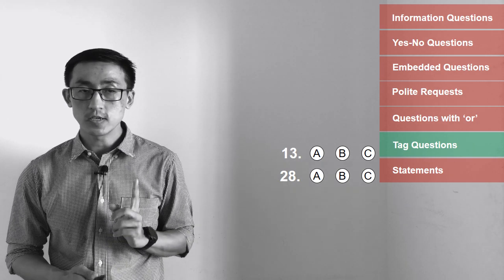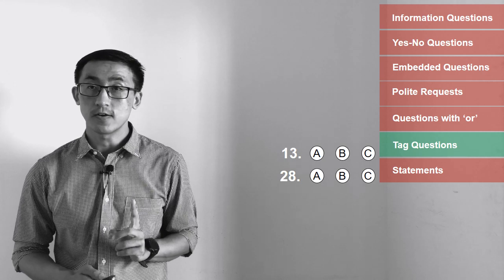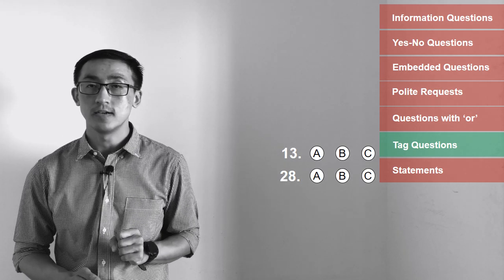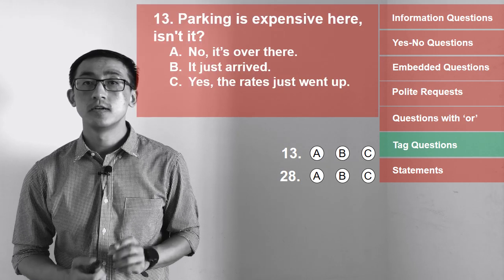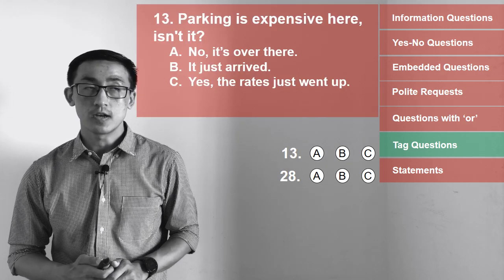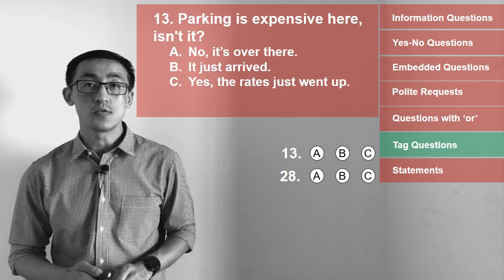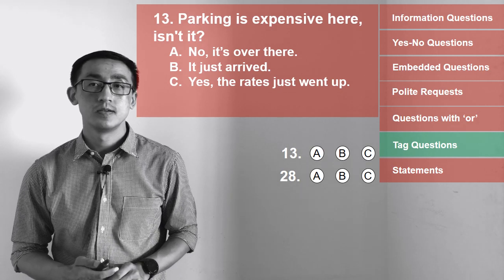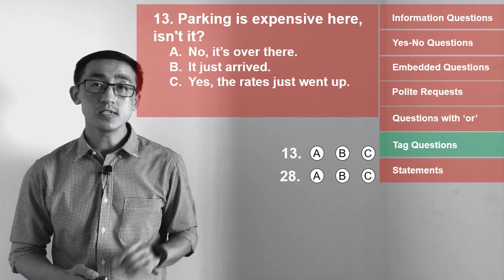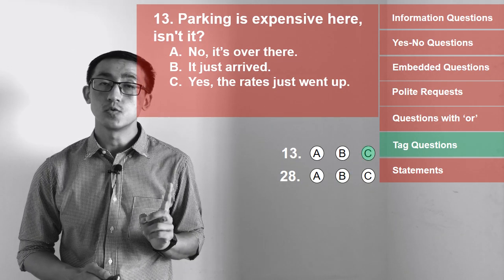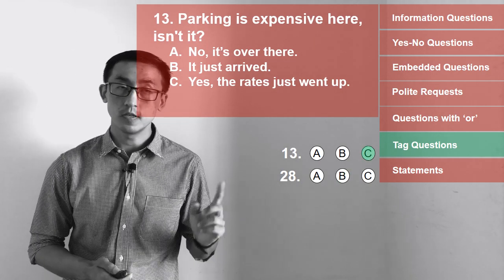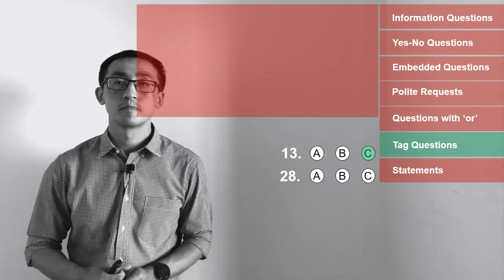So based on this question, which one do you think is the correct answer? A, B, or C? So look at the responses on your screen. So the correct answer is yes, the rates just went up. So the correct response is C. Okay, for the tag question, let's go ahead and listen to another example.